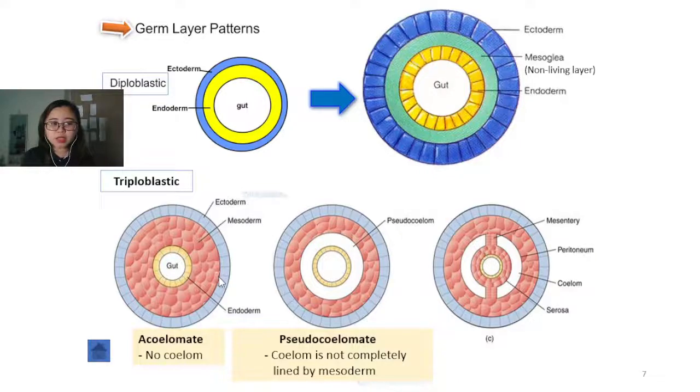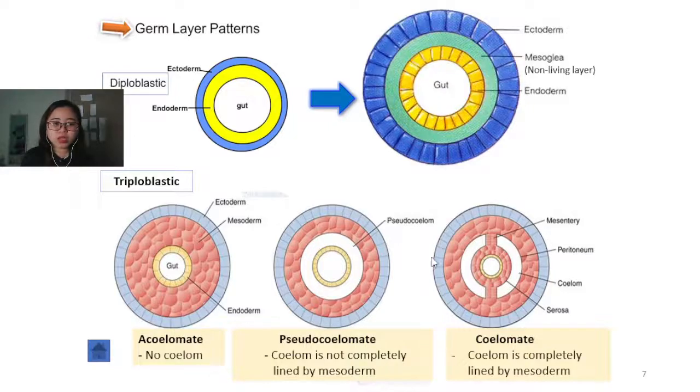The second body plan under triploblastic germ layers is pseudocoelomate. The coelom is not completely lined by the mesoderm. So here we have the blue one, which is ectoderm, mesoderm, endoderm macam terapung di dalam ruang kosong itu. So ini dikira sebagai pseudocoelom. The third one is coelomate. So this one, there is ruang kosong, but the ruang kosong is surrounded or lined by the mesoderm.